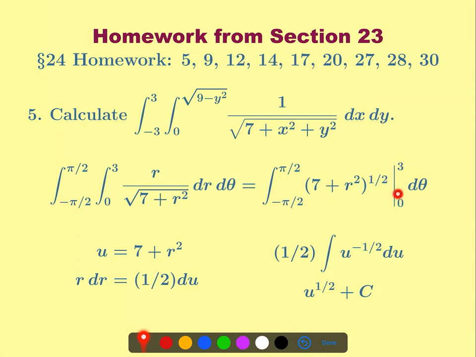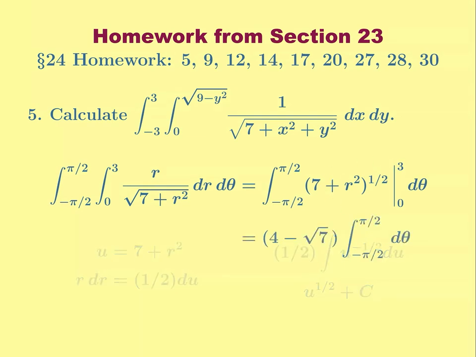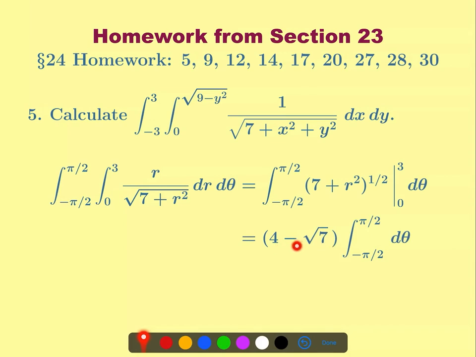And I can take that outside the integral, it's a constant. So I have 4 minus the square root of 7, and I'm now multiplying that by the integral from minus pi halves to pi halves d theta. So this is just theta evaluated from minus pi halves to pi halves, and that's just going to give us pi halves minus a negative pi halves, which is pi. And so I have 4 minus root 7 times pi. And that's the answer to the value of this double integral. So that finishes this problem.